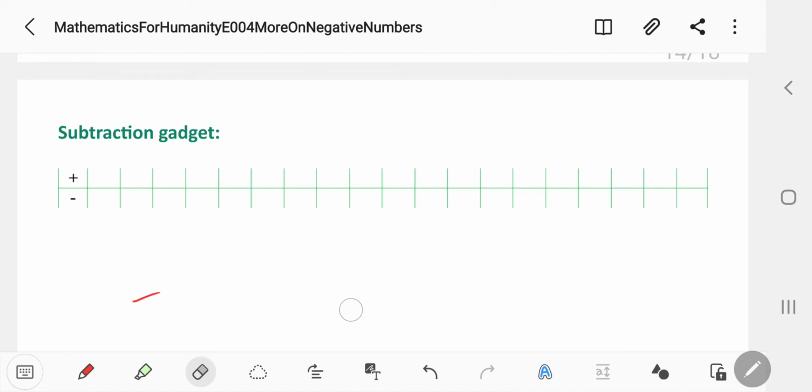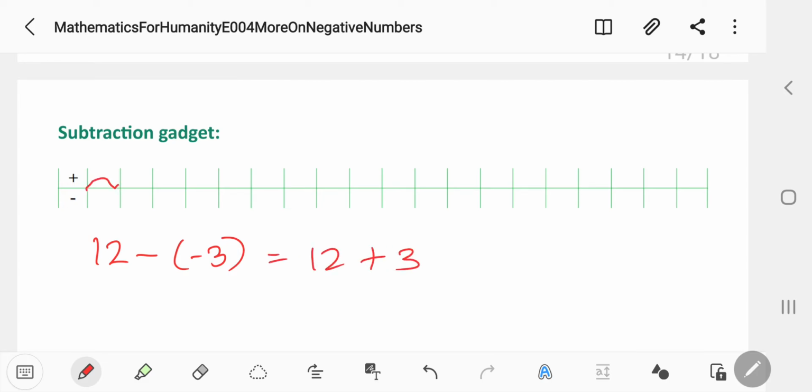We can do another example. How about negative 14 plus 5, or maybe just this 12 minus negative 3. This is equal to 12 plus 3.